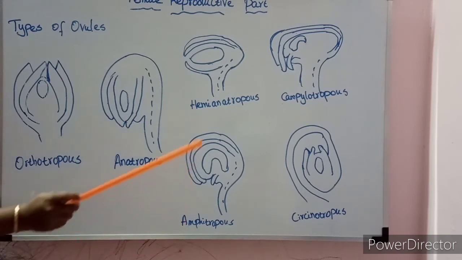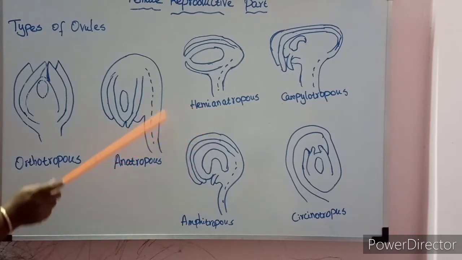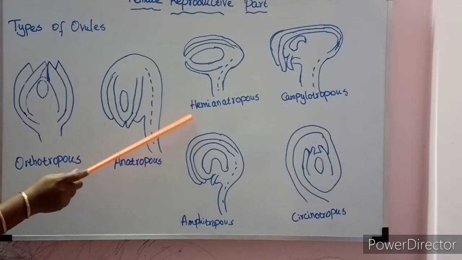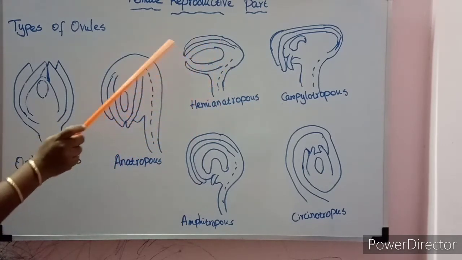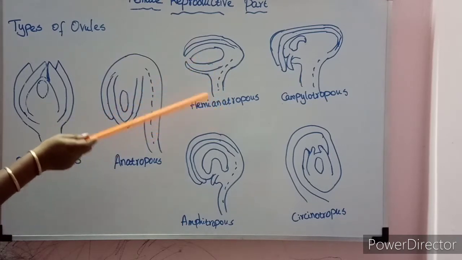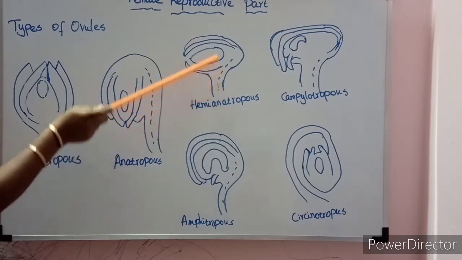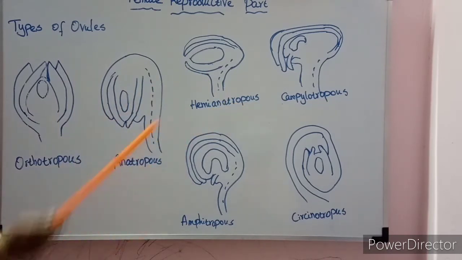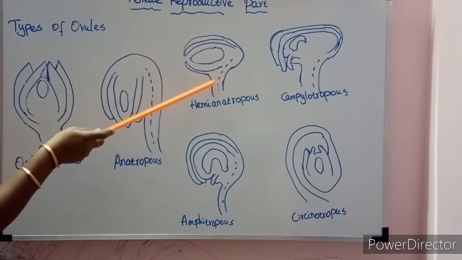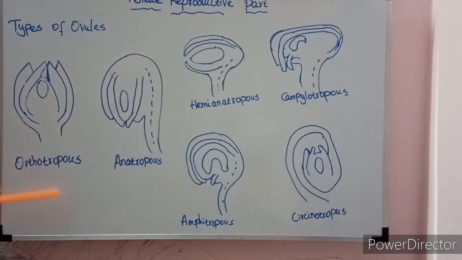The third one is hemianatropous. In hemianatropous, the body of the ovule is transverse. The ovule body and funicle are at right angles to each other. It is partial, so it is called hemianatropous.